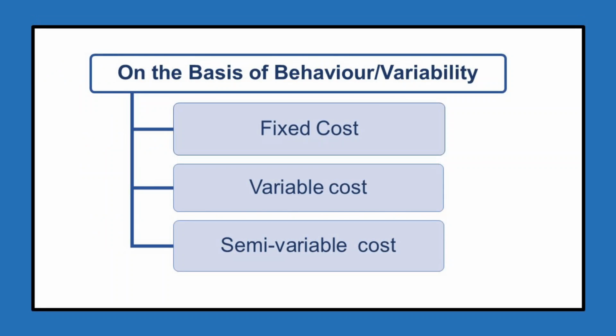Another criteria which is suggested by Cost Accounting Standard 1 and commonly used by the business enterprise for classification of cost is based on behavior or variability of cost. Costs are classified based on behavior as fixed cost, variable cost and semi-variable cost.